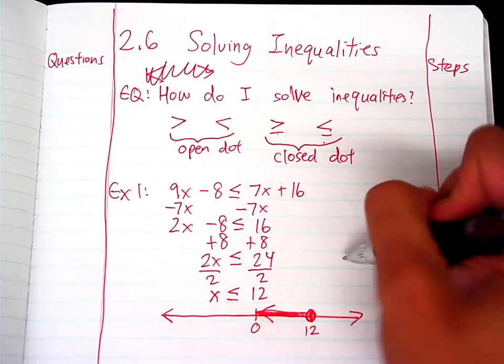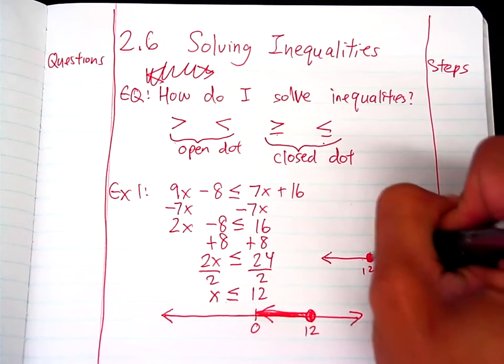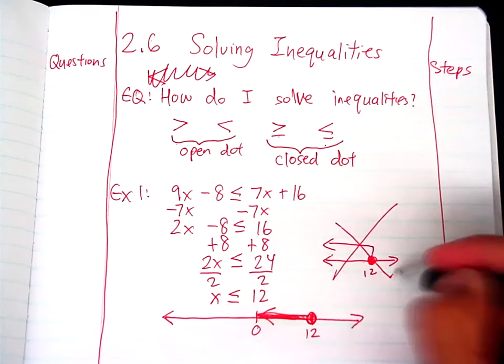The only thing I would say is please do not do this. So let's say this is 12. Do not close a dot and go like this. I hate it when people do that. So don't do that.